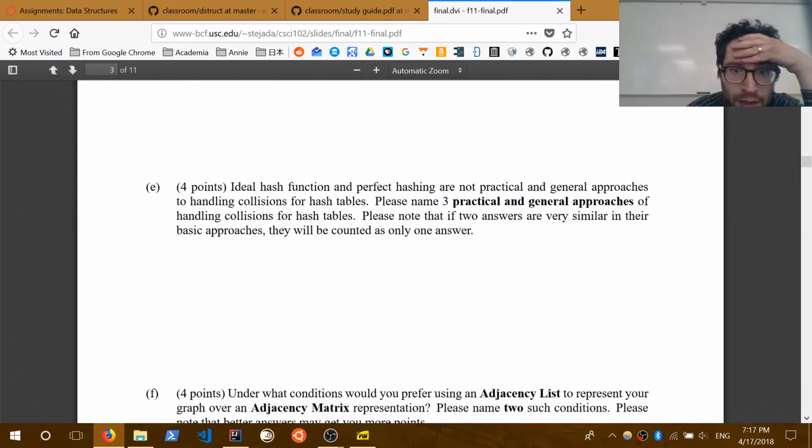All right, so ideal hash function and perfect hashing are not practical approaches for handling collisions in hash tables. Please name 3 practical and general approaches for handling collisions in hash tables. Okay, so how can we handle collisions in hash tables? So what was one way that I taught how to build a hash table? I did a bunch of video lectures on how to build it, right?